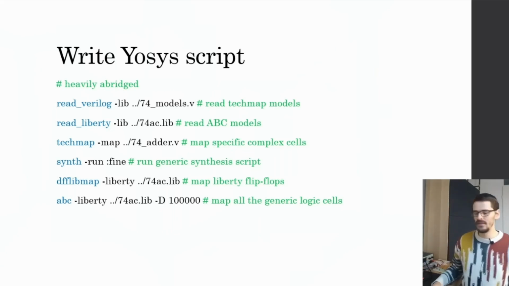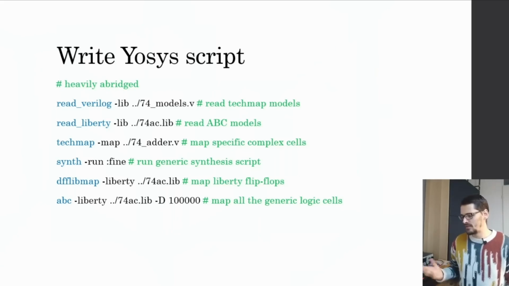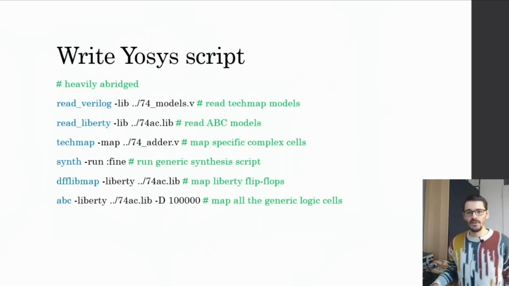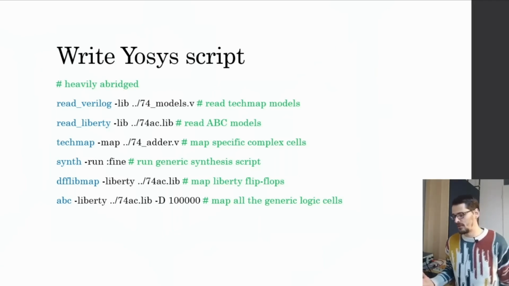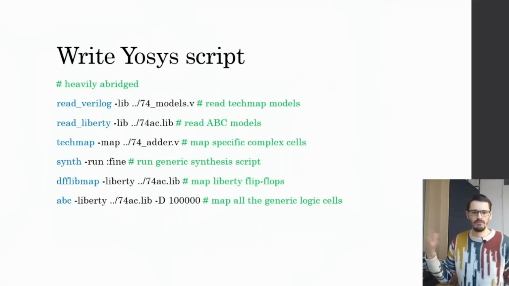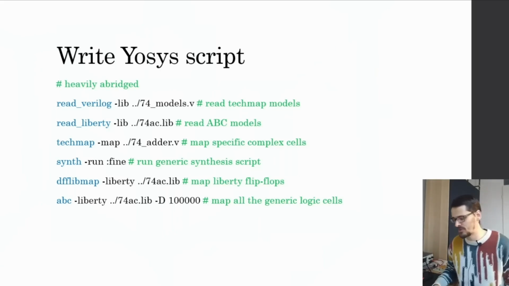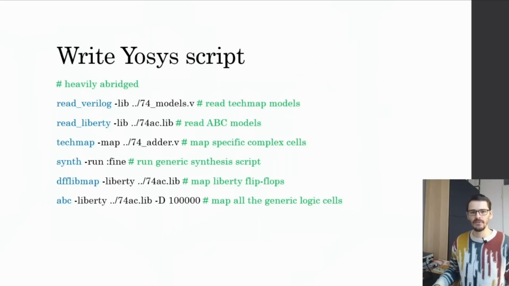You read the Verilog, you read the Liberty. Here's a tech map step that maps adders. There's a bunch of other steps in the full script, but this is just an example. Then you call synth, which runs a generic synthesis script, which just takes your logic and flattens it and converts it to generic low-level cells from the original Verilog. Then there's dfflibmap, which maps the flip-flops from the code to the Liberty flip-flops. And finally ABC, which is an important part of Yosys that does the logic optimization.